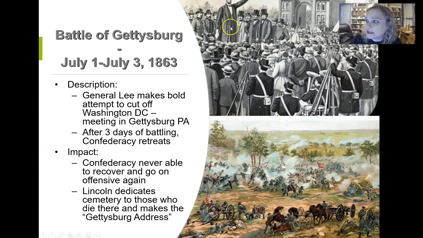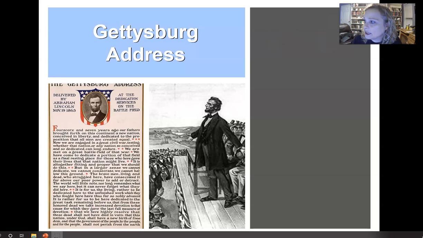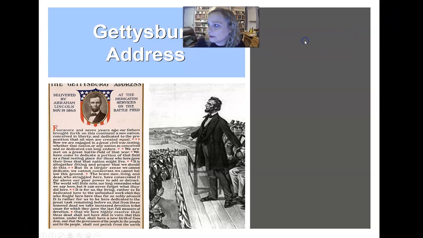And Lincoln makes a very important speech at the dedication for the people that died there, the Gettysburg Address, which we'll talk about in this next slide. And there's the Gettysburg Address right here. It's very short, only 272 words long. Extremely important to really show Lincoln's changed thinking at this time.